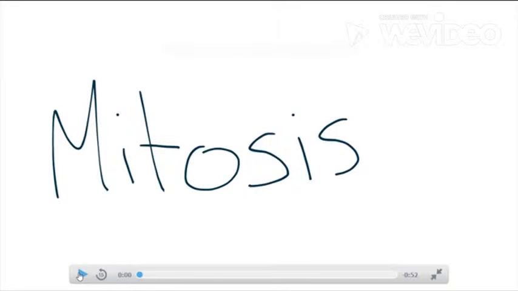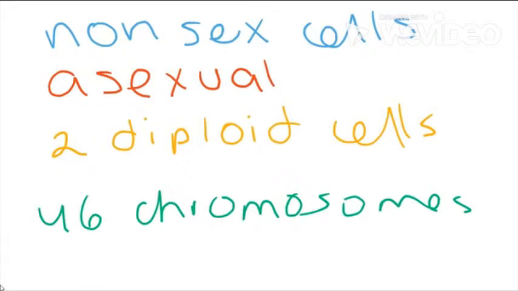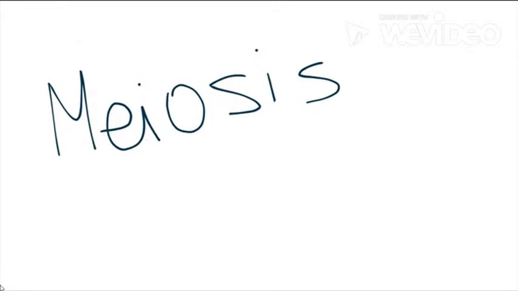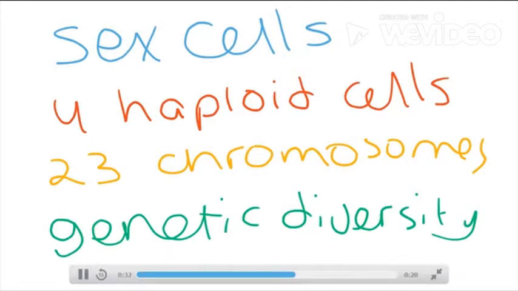What is mitosis? It is how non-sex body cells reproduce. It is asexual, meaning that there is only one parent. The cell divides into two identical diploid cells with two full sets of 46 chromosomes each. The function of mitosis is to grow, repair, or replace tissue.